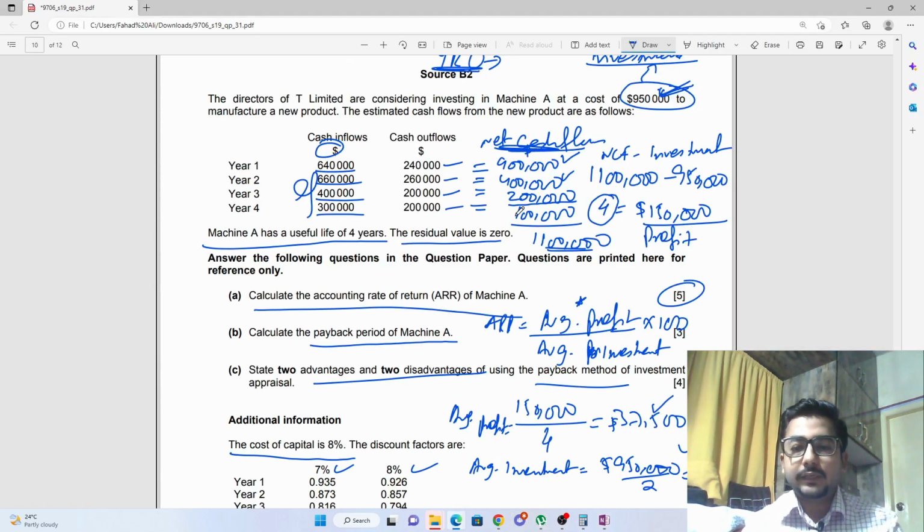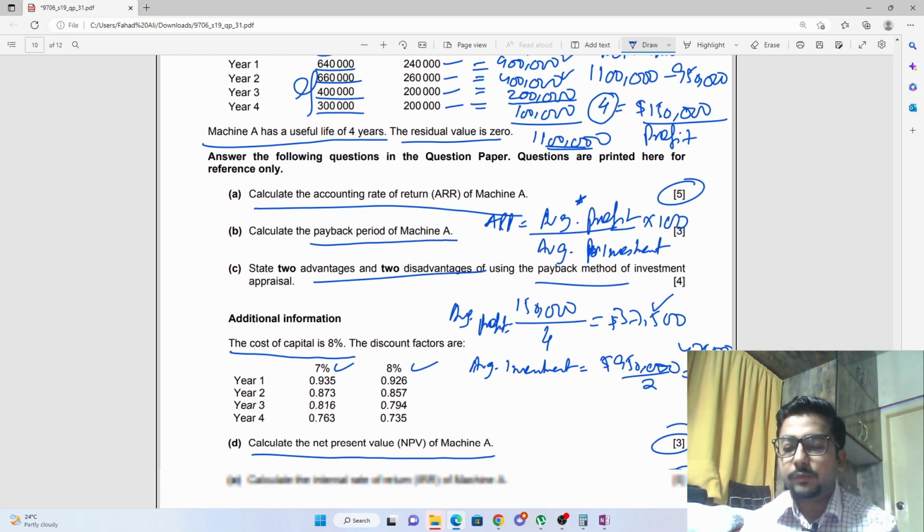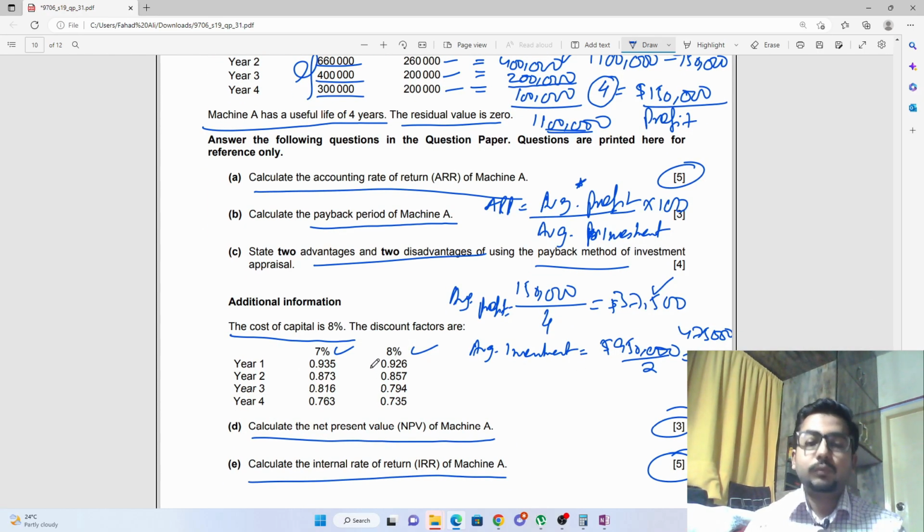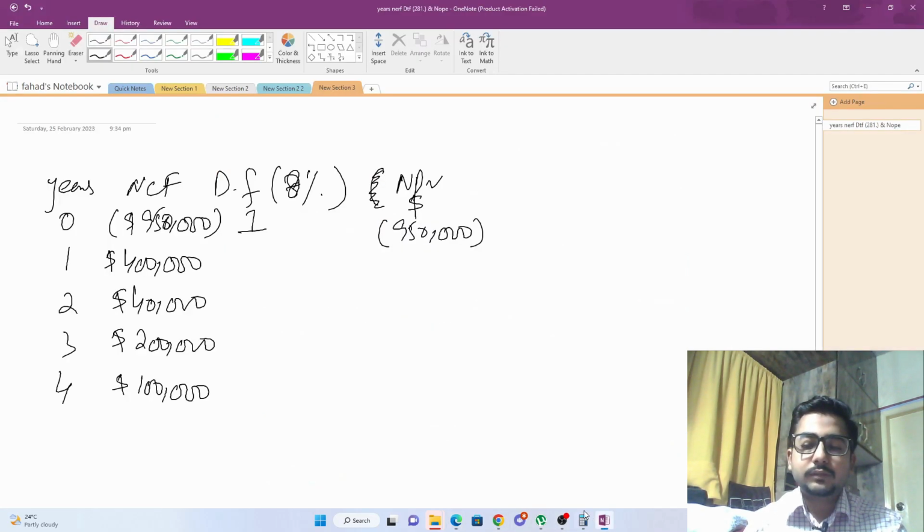You know these net cash flows, I have already copied them down. Now I'll go to the discount factors. This is the cost of capital I'm referring to as discount factor. Maybe some of you might be confused in the video about why I'm referring to that, because the alternate name is discount factor. Sometimes you can also call it the cost of capital. Okay, 0.926, 0.857. Let's write it down.